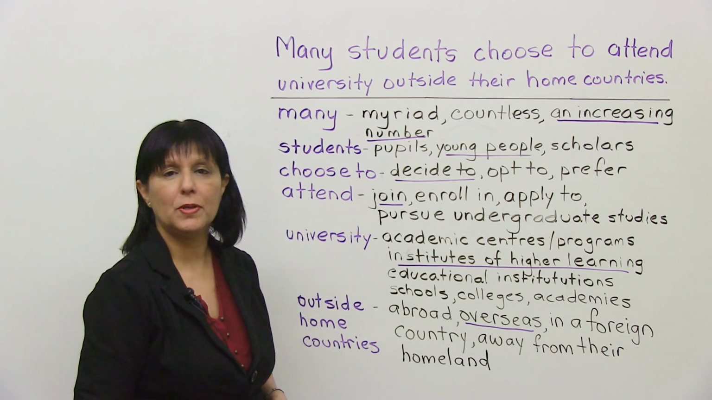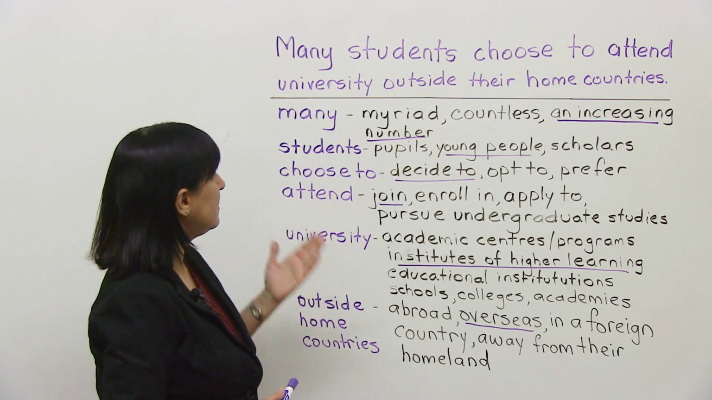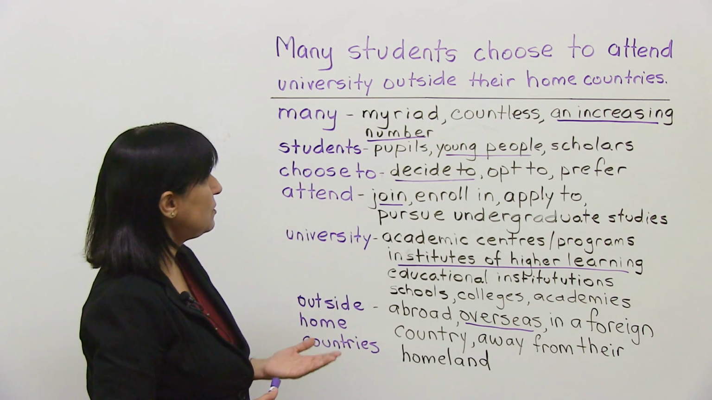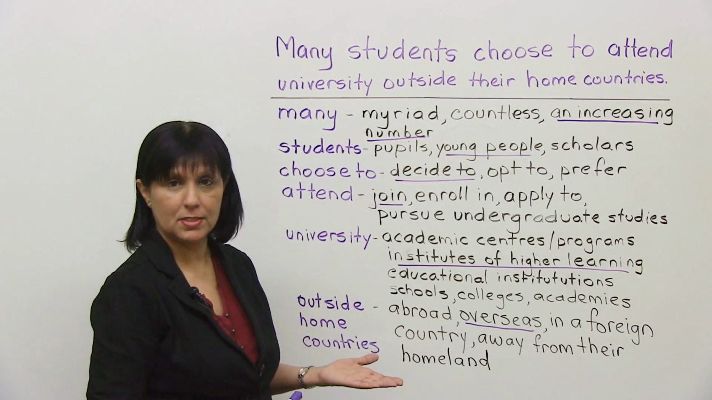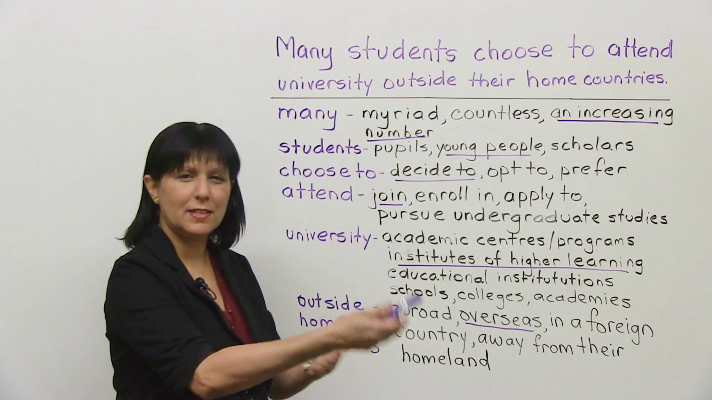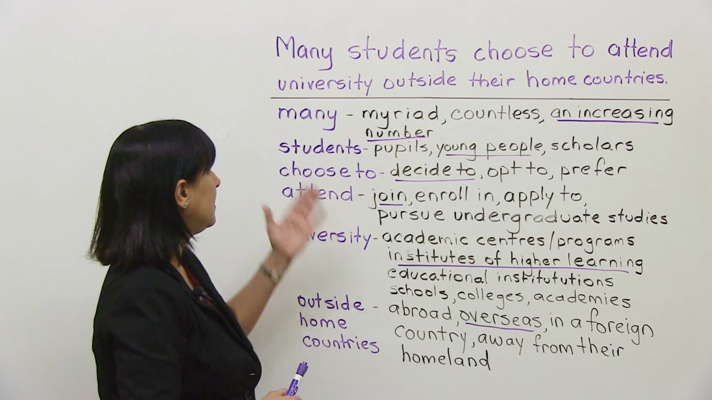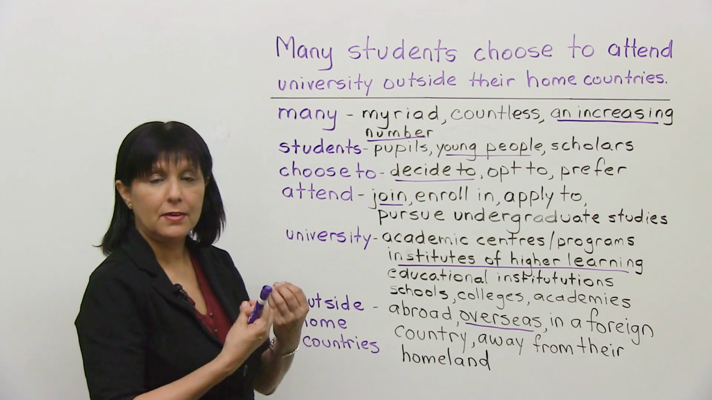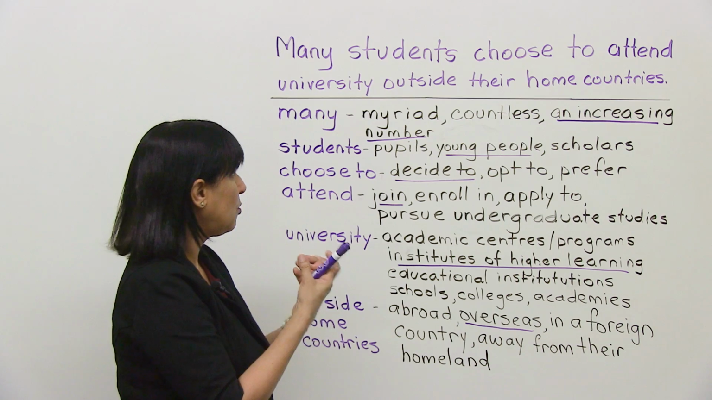So I've got a sample question here from the TOEFL exam, a part of the question. This says, many students choose to attend university outside their home countries, okay? And maybe after that they said, do you agree or disagree or something like that, okay? Doesn't matter. So how do you find the keywords? Keywords are almost any of the important words.